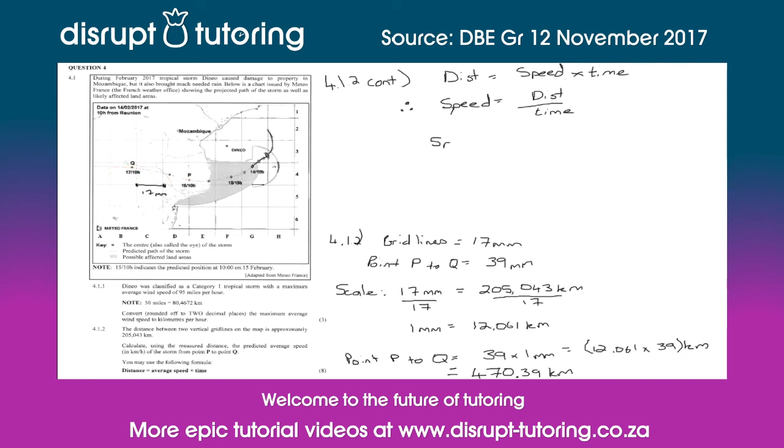So we can substitute that in. So speed equals, we know our distance is 470,39, and we divide by 24 hours. So this is in kilometers. And we get that our average speed is approximately 19,56 kilometers per hour. And that is our final answer for question 4.1.2.